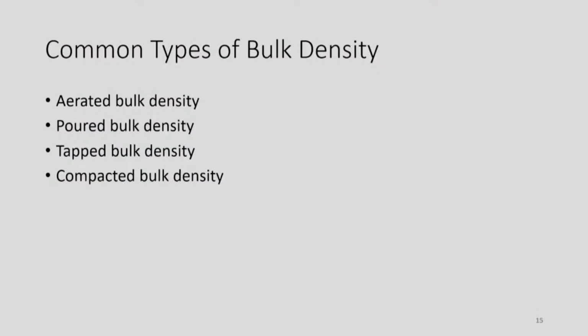Okay, so common types of bulk density. I believe you all talked about this, right? So aerated bulk density, poured bulk density, tapped, compacted, etc. Can anyone guess what will be the difference between aerated and poured bulk density? I don't know why many are silent today. Aerated means blowing air for some. Aerated means we are using air or any gas. Okay.